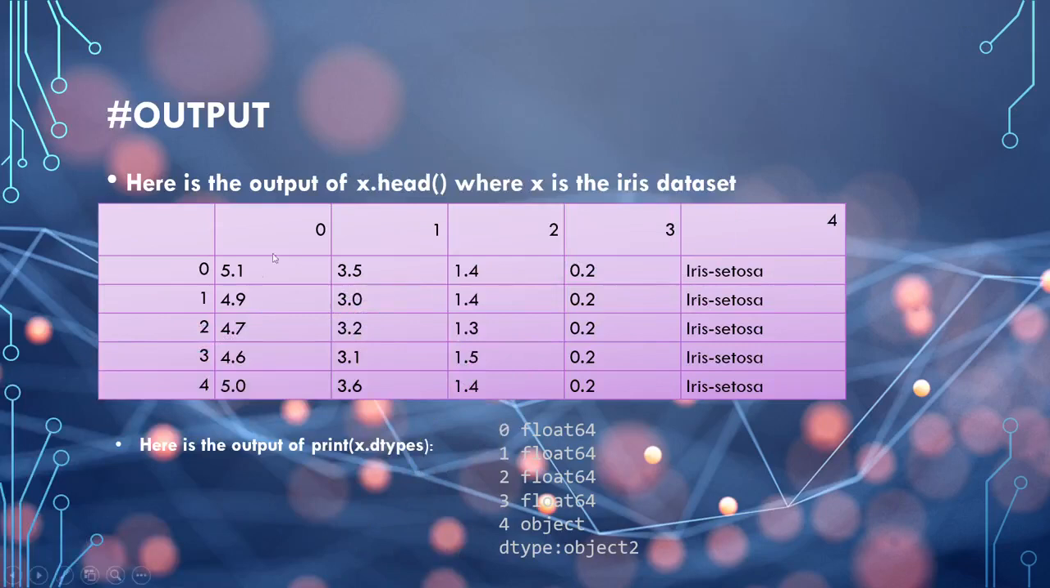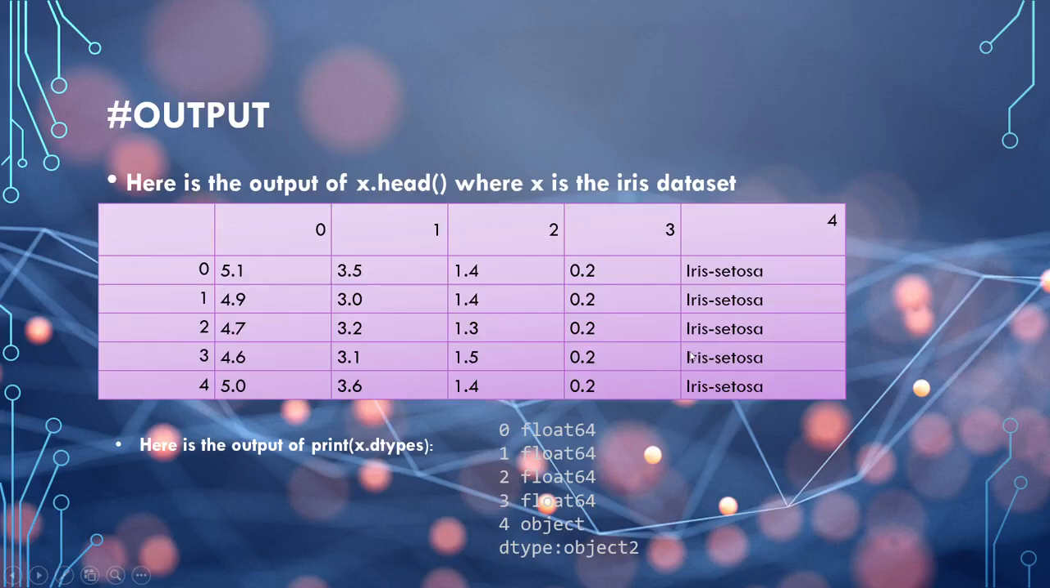So x dot head, as I told you, will give you the first 5 rows as the output, where x is the iris dataset. So let me also tell you what this iris dataset I am talking about actually is. It is a dataset which contains 150 rows and 5 columns. The columns are, first petal length, then petal width, then sepal length, then sepal width, and the fifth is the class. Class can be of 3 types: iris setosa, iris virginica, iris versicolor.